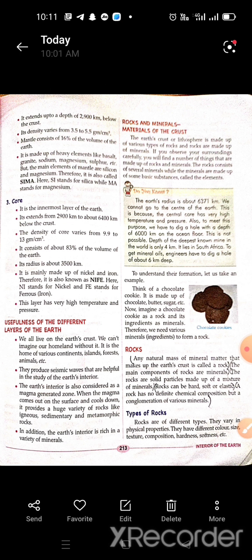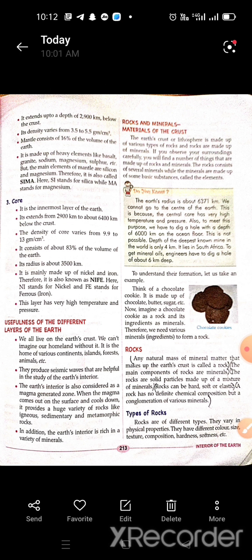So rocks consist of several minerals, while the minerals are made up of some basic substances called elements. So rocks are made up of minerals, and minerals are made up of different kinds of elements. To understand this formation, let us take an example. Think of a chocolate cookie. It is made up of chocolate, butter, sugar.